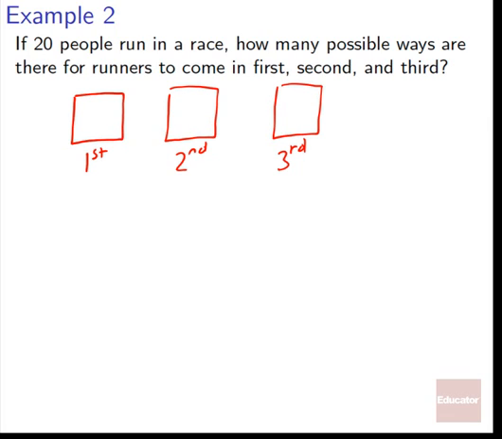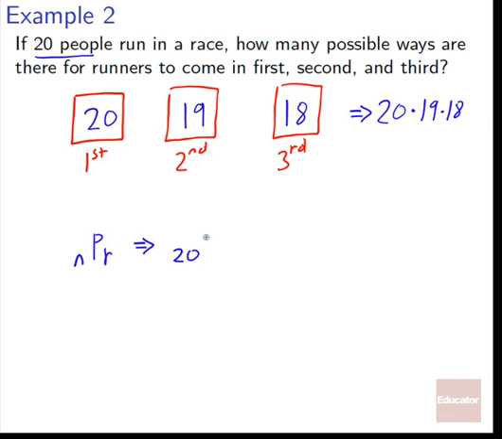So how many choices are there for the first box? Well, we were told there are 20 people running in the race, so 20 choices for the first box. For the second box, we just used one of those, so there are now 19. For the third box, we just used another, so there are now 18, which is going to mean 20 times 19 times 18 different ways. Alternatively, we could have looked at this as nPr: how can we choose r objects out of a group of n objects if we care about the order? Because we care about the order. There's a big difference between first and second, right? So we care about that.